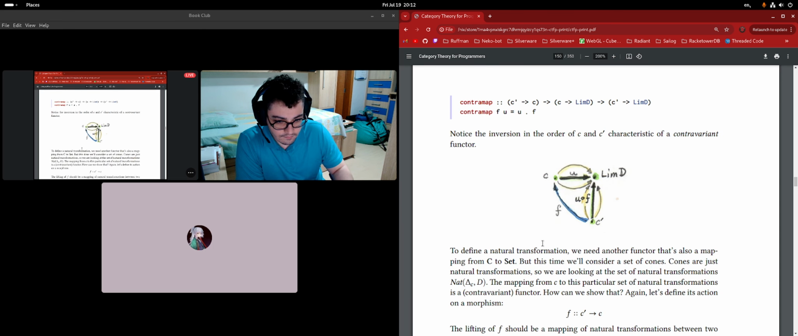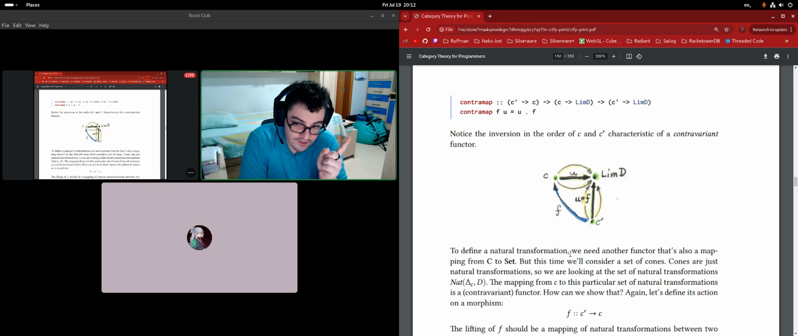Oh, so now we go to the second functor. Now it makes sense. It's also from C to set, but this time we consider a set of cones. Cones are just natural transformations, so we are looking at the set of natural transformations. The mapping from C to this particular set is also a contravariant functor. So the two functors that you're going to bridge with a natural transformation are both contravariant. Cool.